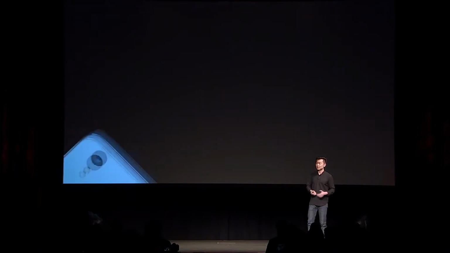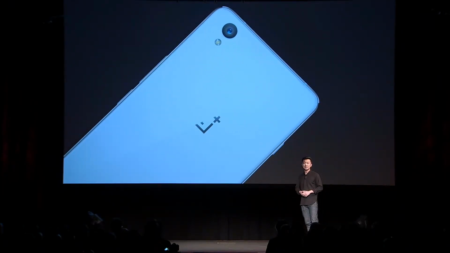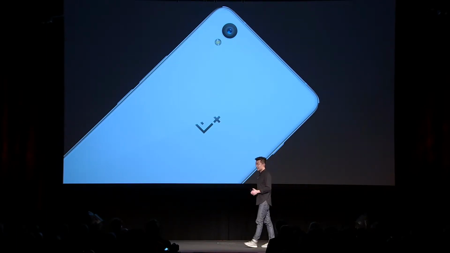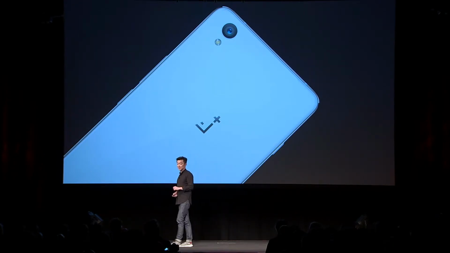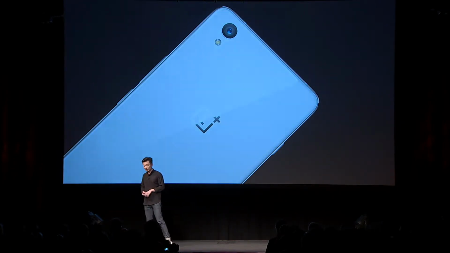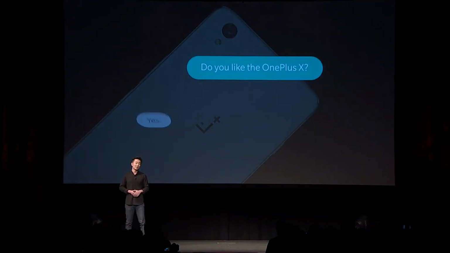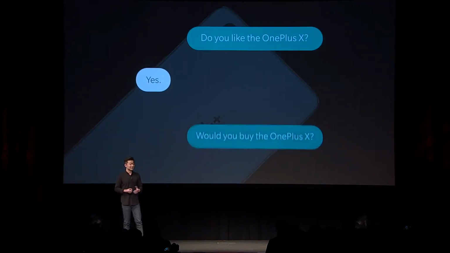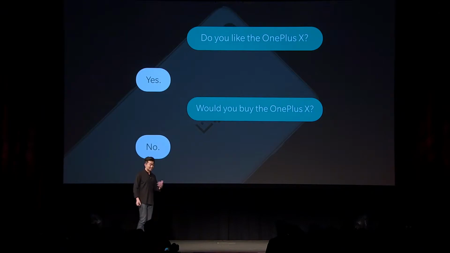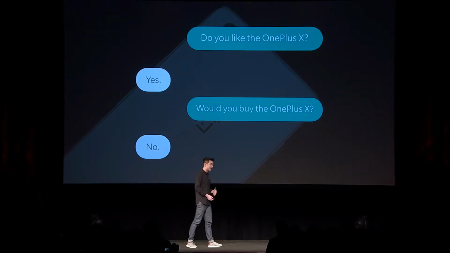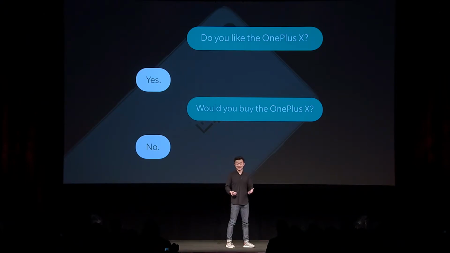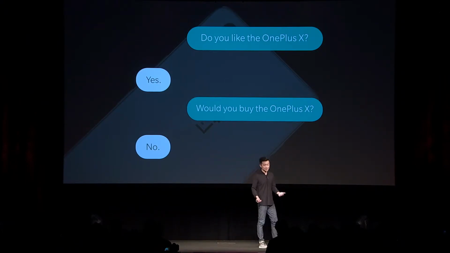With the OnePlus 1 and OnePlus 2 being flagship phones, we felt the need to enter the mid-range segment so more people would have access to our products. So we made the OnePlus X, and it was a great product, but it moved us further away from our community. Recently, we asked one of our users whether they liked the OnePlus X, and they said yes. And then we asked them whether they'd buy it, and they said no. It turns out that our users chose OnePlus because we made high-end flagships, not anything else.